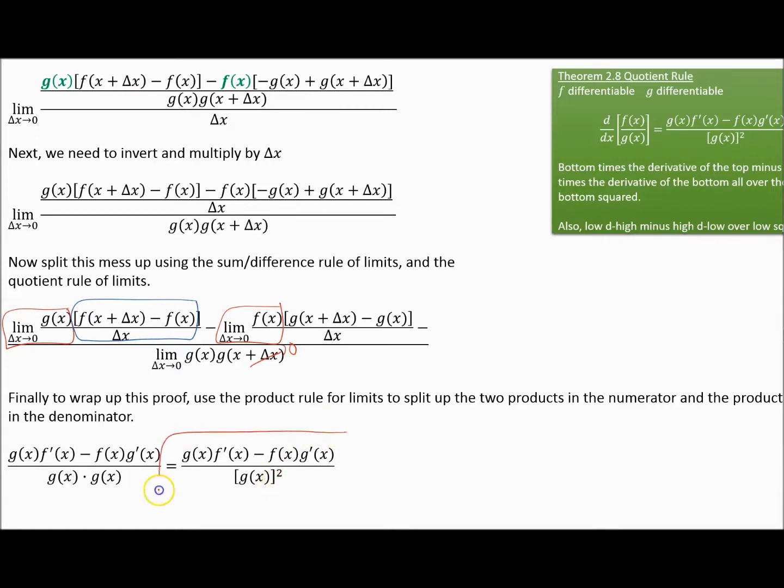Now, a lot of you are thinking, I do not care, just tell me how to use it. But I want you to realize this does come from the definition of the derivative. And now that we know that it does, we can use this rule or theorem to make finding the derivative so much easier than using that big old definition.